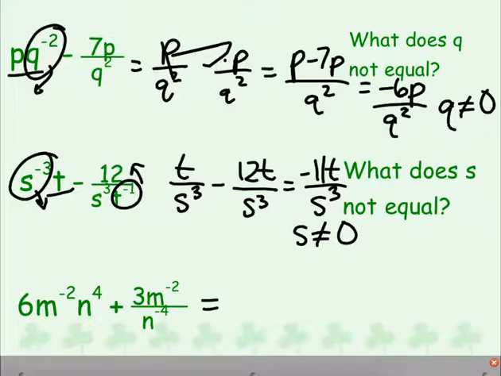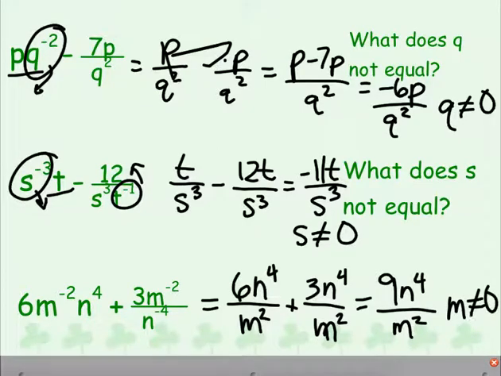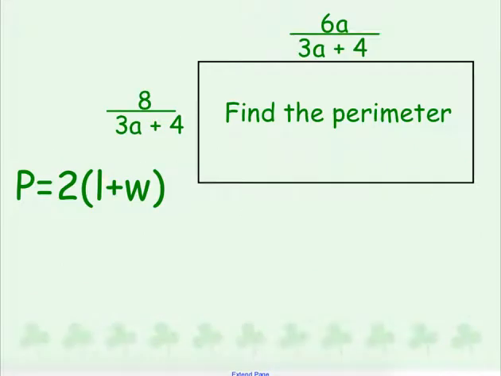And then last one, I'm going to move the m to the negative second to the denominator, so I have 6n to the 4th over m squared. And then in the second term, I'm going to flip both the m and the n to get 3n to the 4th over m squared. We have common denominators, so I can add together my n to the 4ths to get 9n to the 4th over m squared, but m cannot be 0. Okay, so simplify as much as possible and then tell any exclusions.